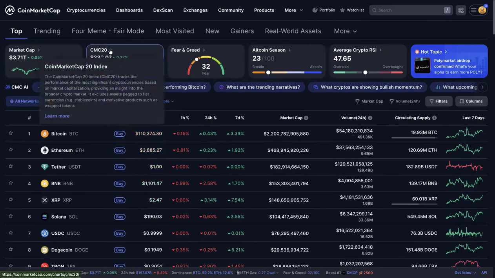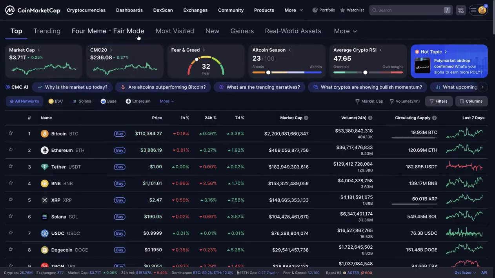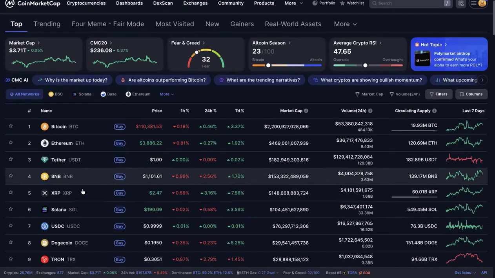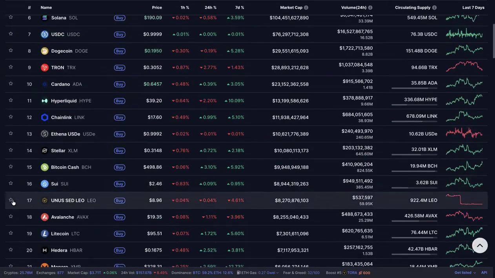When you look at it, this is the CoinMarketCap 20 index, CMC 20. It tracks the performance of the most significant cryptocurrencies based on market capitalization, providing an insight into the broader crypto market. These top 20 coins, by the way, can keep changing.